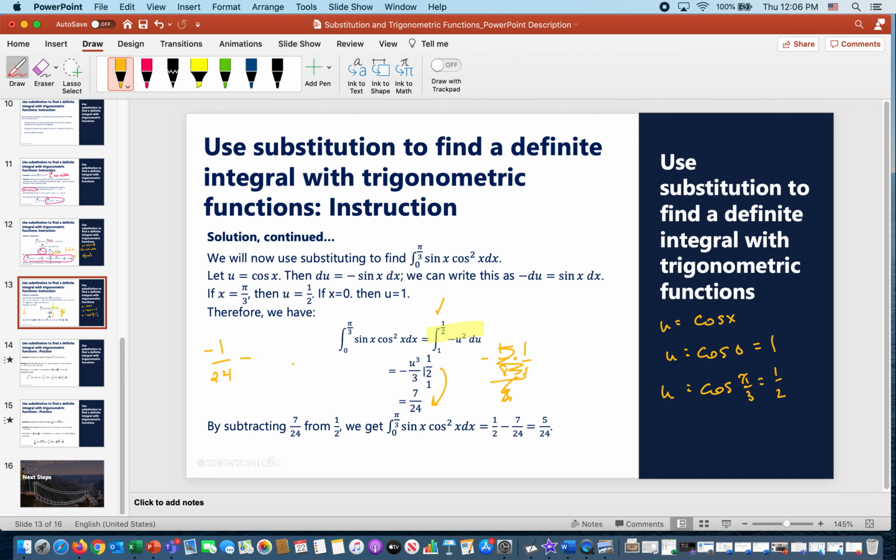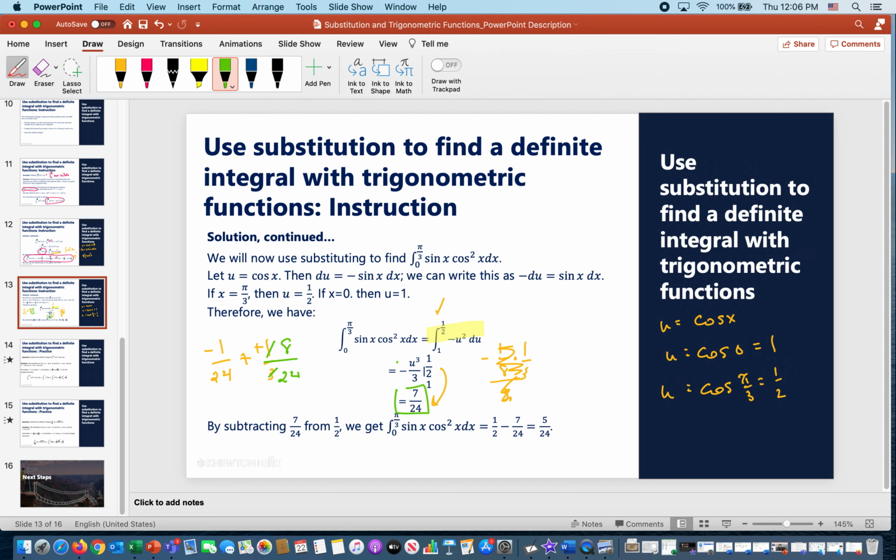And I'm going to subtract out what I get when I plug in 1. Well, I'm going to subtract out a negative 1/3, which is going to turn into positive 1/3. And I need to get a common denominator, so I'm going to change this 3 to a 24, which would make the top 8, right? I'm multiplying the top and bottom by 8. 8 over 24 minus 1 over 24 is 7 over 24.